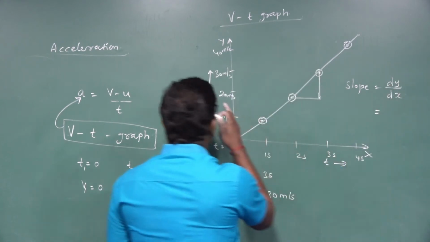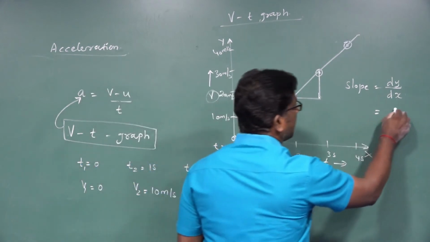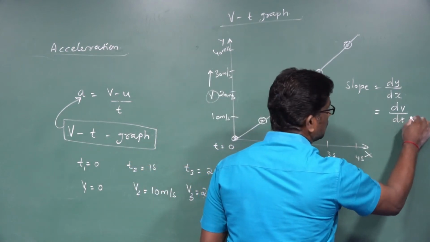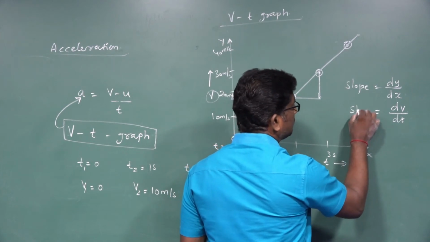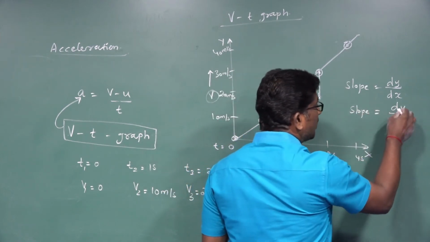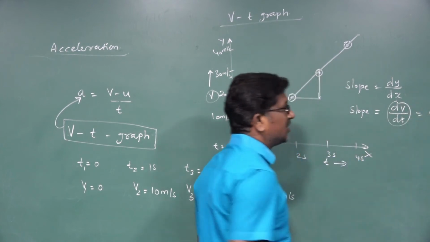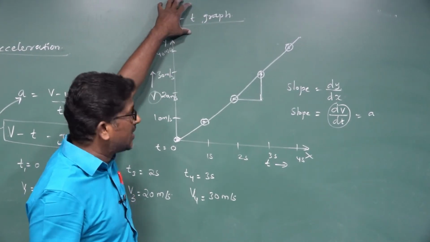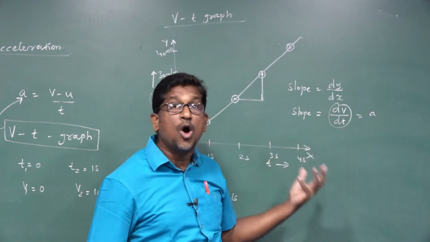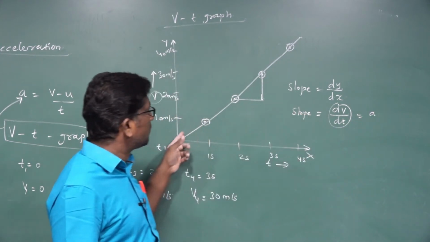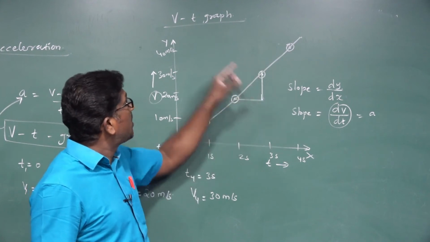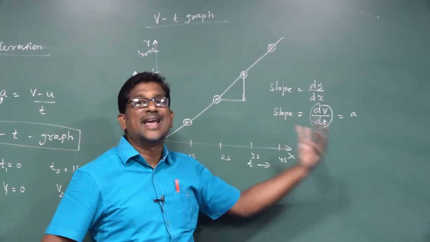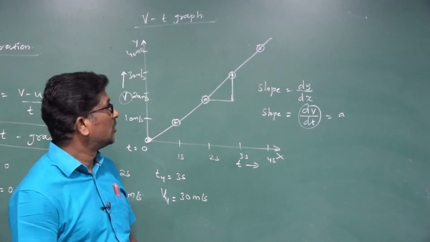Here, which quantity is taken along the y-axis? Velocity. So, dv. And which quantity is taken along the x-axis? Time. So, dv divided by dt, slope. Right. So, here dv divided by dt is nothing but the acceleration. So, from the velocity time graph, we can calculate the acceleration of the particle. How? By taking slope. Okay? The slope of a velocity time graph gives the acceleration of the particle.